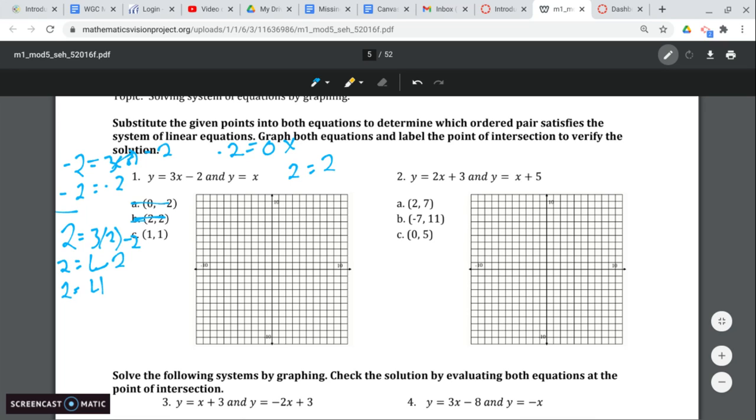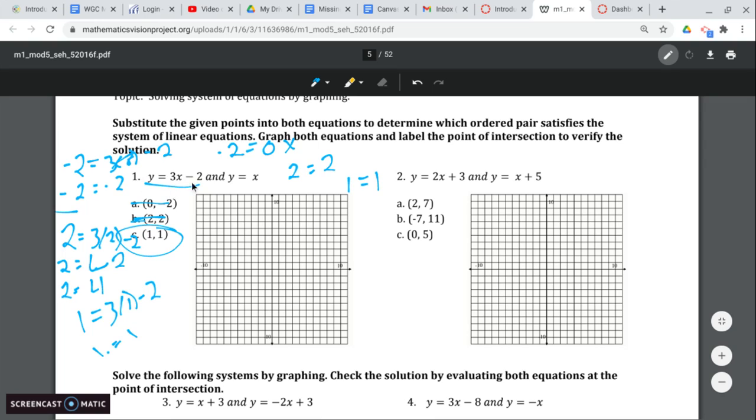So for point C in the second equation, we'd have 1 equals 1. We know that's true. Now in the first equation, we'd have 1 equals 3 times 1 minus 2. 3 times 1 is 3, minus 2 is 1, so 1 equals 1. So C is the correct answer here. Now, yes, you do still have to graph this.